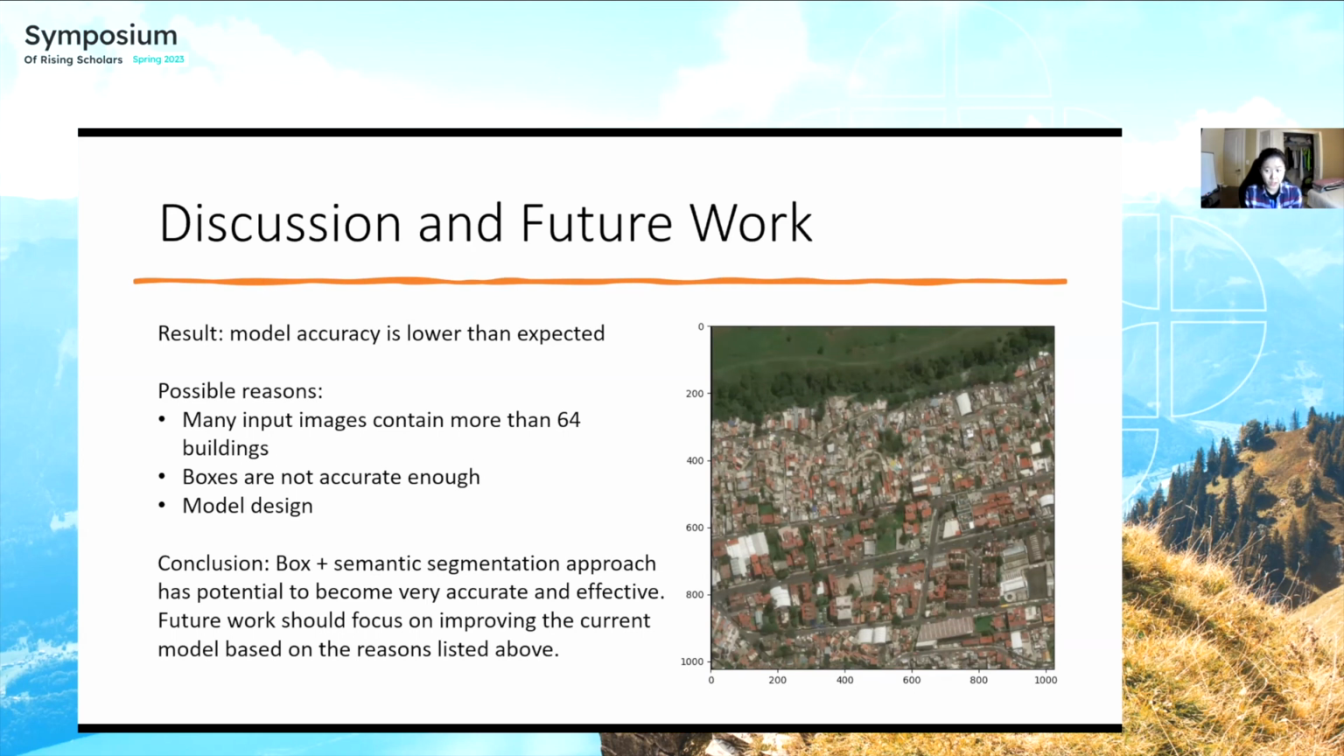Second, perpendicular boxes are not accurate enough, especially when buildings are slanted. Third, the model design might not be the most effective. I recognize there are limitations in my research.